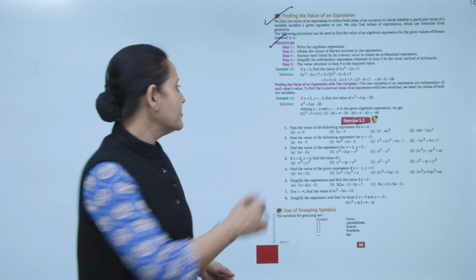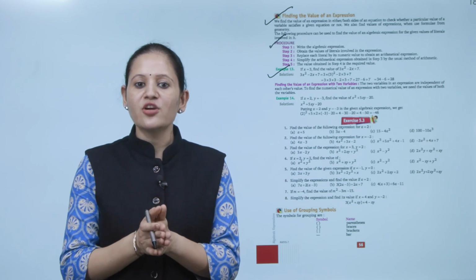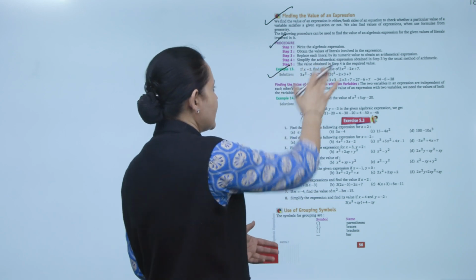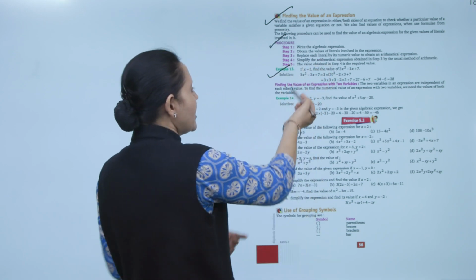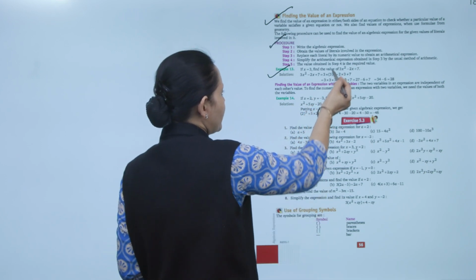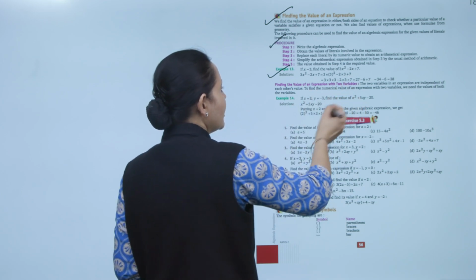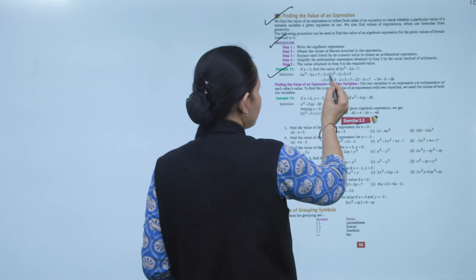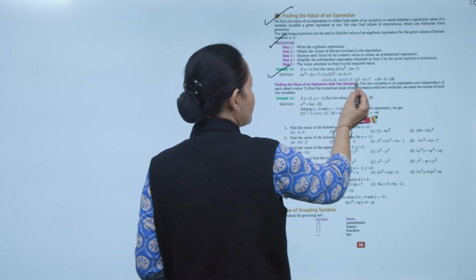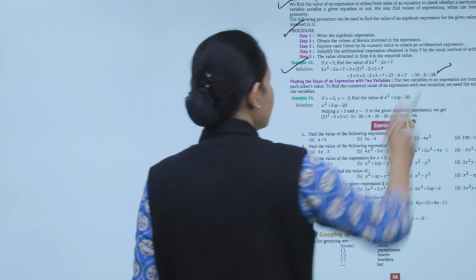Now we'll take an example. If x equals 3, find the value of 3x square minus 2x plus 7. So we'll put the value of x as 3. In the given expression, what will we put in place of x? The value 3. So 3 into 3 to the power 2 minus 2 into 3 plus 7. We'll solve. 3 to the power 2 is 9. So 9 into 3 is 27, minus 6 plus 7, that is equal to 34 minus 6, that is 28.